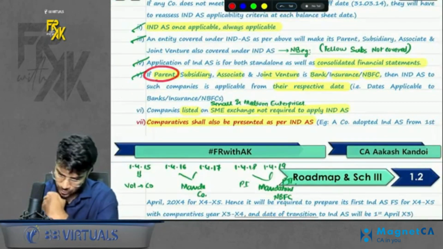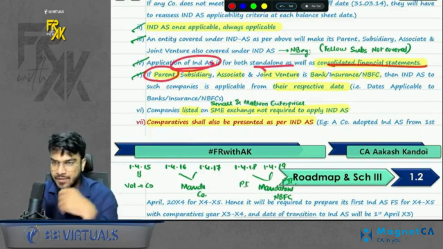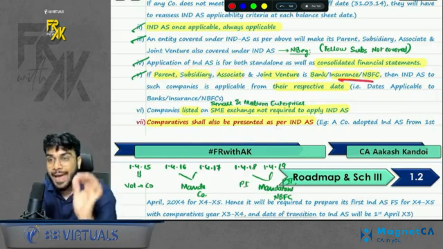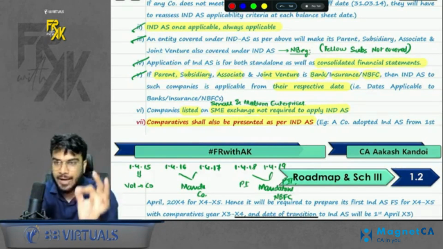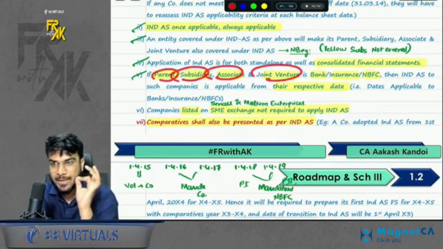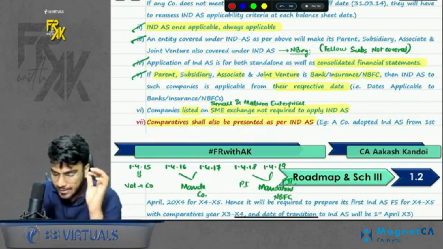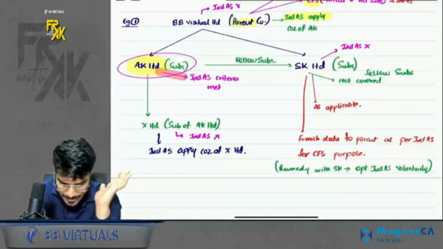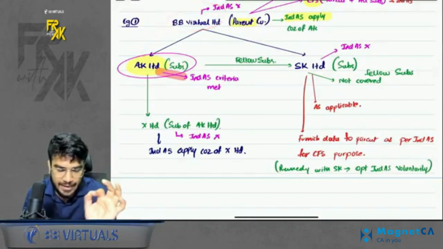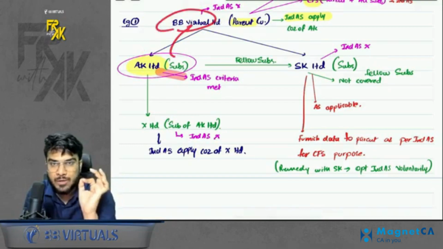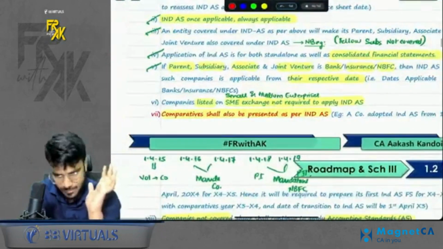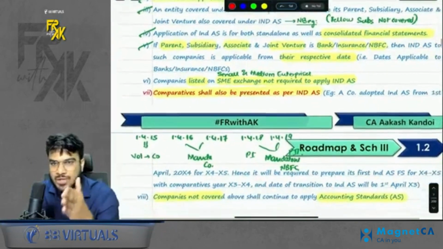If Ind AS is applicable to standalone as well as CFS, already discussed. If your parent, subsidiary, associate, or joint venture is a bank, insurance company or NBFC, then Ind AS doesn't apply directly. You will check the respective dates. For example, AK is a subsidiary, a normal company, but BB Virtuals is a bank. In that case, you will not apply Ind AS to BB Virtual because of AK Limited. BB Virtual will check its own date for application of Ind AS. Simple, because the dates for banks, NBFCs and insurance are different.